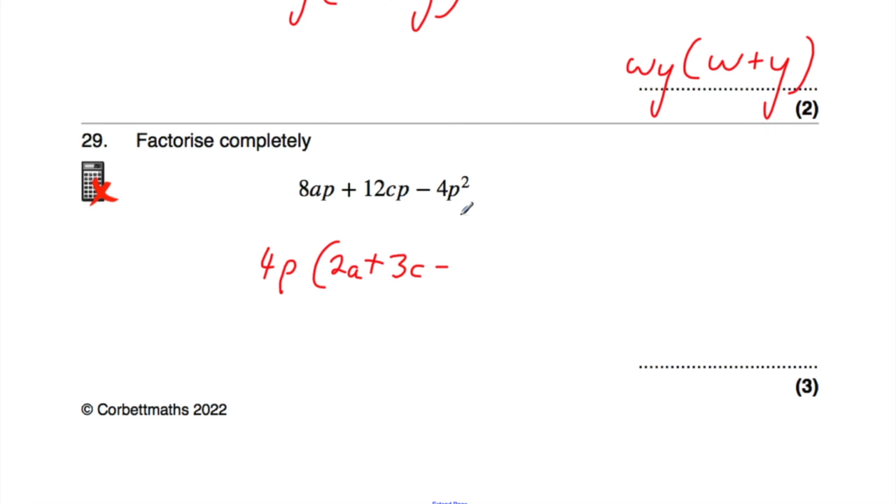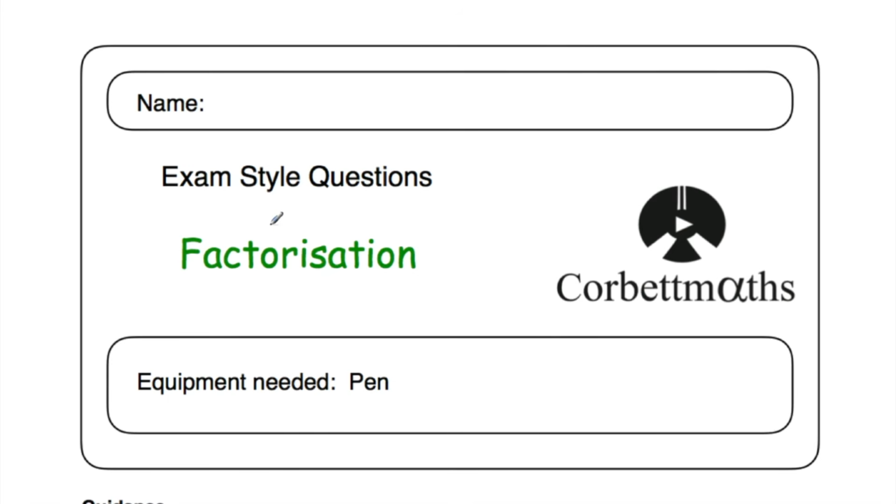And then we've got subtract, and we had 4p squared, and we were dividing that by 4p. So 4 divided by 4 is 1, and p squared divided by p would be p, so that'd be 1p, but let's just write p, and that's it. So answer would be 4p, open brackets, 2a plus 3c minus p, close brackets. And that's it. So these have been the video solutions to the factorisation practice questions.